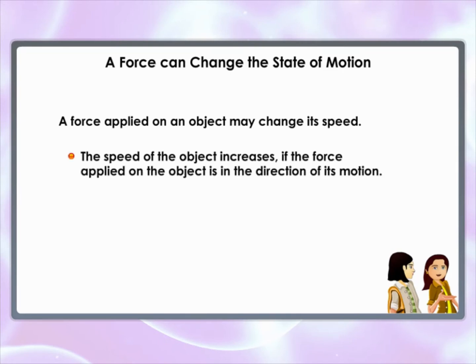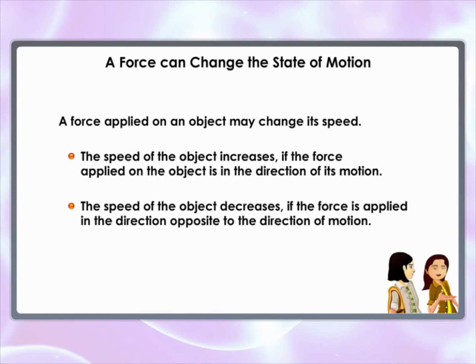If the force applied on the object is in the direction of its motion, the speed of the object increases. If the force is applied in the direction opposite to the direction of motion, then it results in a decrease in the speed of the object.